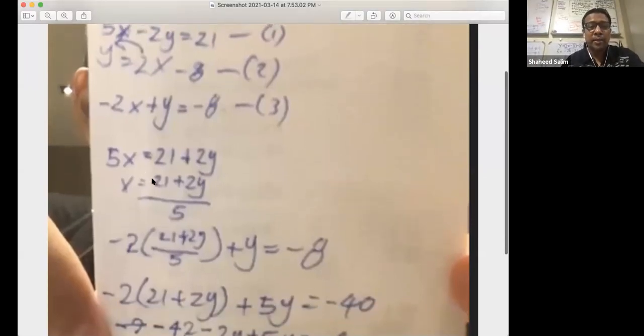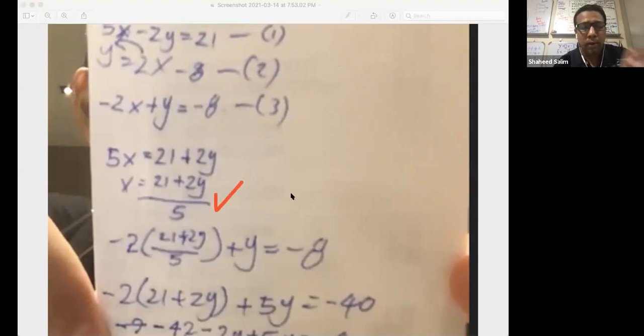So now, x equals 21 plus 2y over 5. Okay, so far this is correct. That means you have done it right. Well done. Okay, and then what are you going to do? Let's see. Now you say x is this. Oh, you're going to substitute. Oh, you're going to substitute down here. You substitute here, is it? Okay, this value, this is the value of x, right?